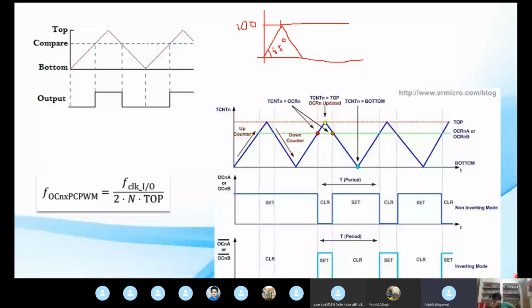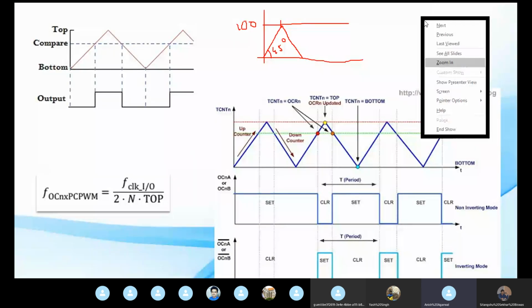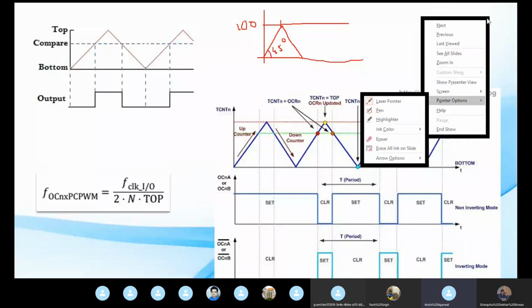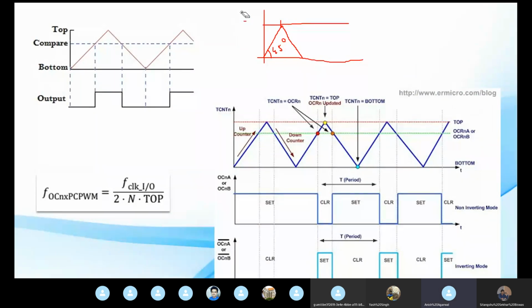Okay, so now let me explain how it is working. Suppose I set a value, let us take an example that the value of top is 255. I have told the microcontroller that when you are counting from 0 to 255, when you encounter the value, say 190, then you set the bit to low. It is initially high. From 0 to 190 it will be high. As soon as it encounters the value 190, it will be set low.